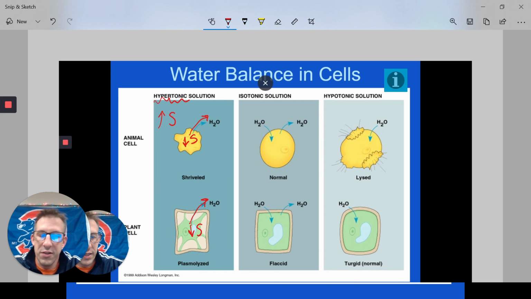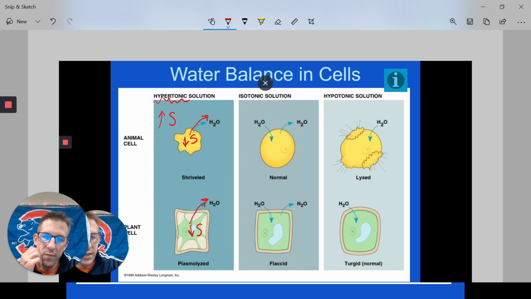Now, both of these scenarios are really, really bad for either plant or animal. Both could theoretically lead to organismal death unless water is added. So this can be really, really bad. It's one of the reasons you don't drink salt water.